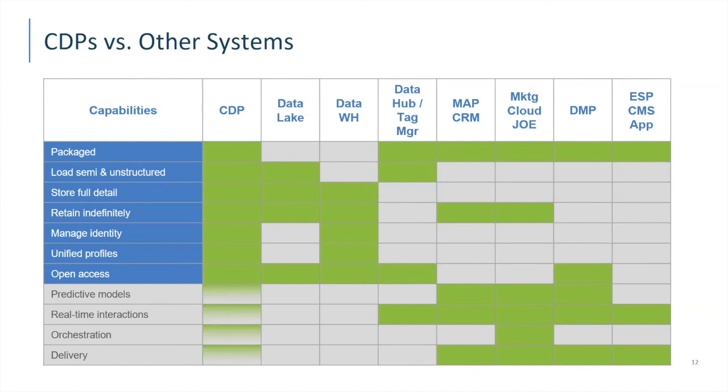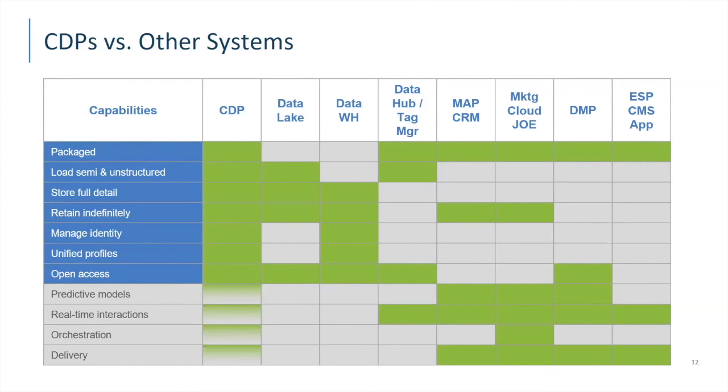Marketing automations and journey orchestration engines, similar set of issues actually. Data management platforms are really about audiences for advertising, a very limited set of capabilities. So as you see, there are a lot of gaps there, even on those top 5, 6 things. Email service providers, content management systems, mobile apps, other kinds of systems really are more about delivery.